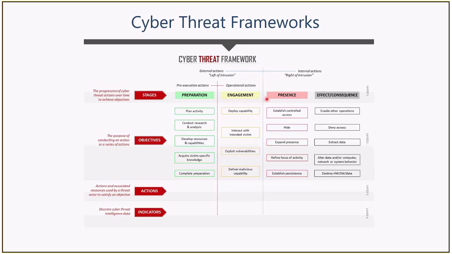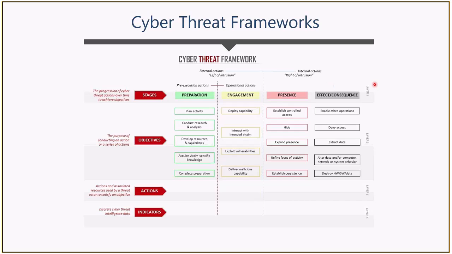This dotted line here in between the two on one side and two on the other side represents the boom, left of intrusion, right of intrusion. The third stage of the cyber attack lifecycle in this framework is presence. This is where the adversary is working to establish a presence in the victim's enterprise so that they can then have some kind of effect or consequence on that victim, right?